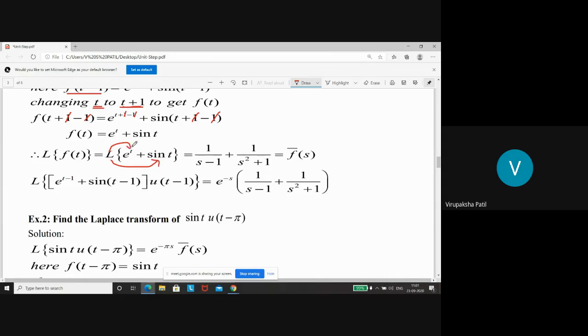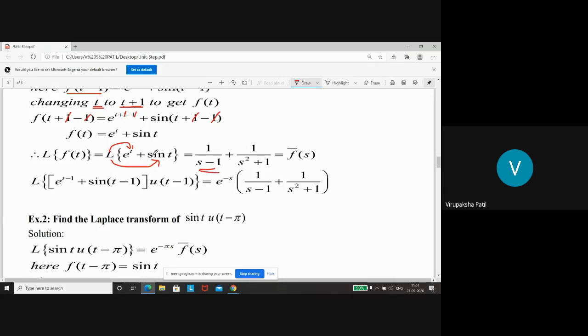So, what will we do? Apply this separately to each term. That is, the Laplace transform of e raised to at is what? 1 divided by s minus a. Here a is equal to 1. Therefore, the Laplace transform of e to the power t is 1 divided by s minus 1.